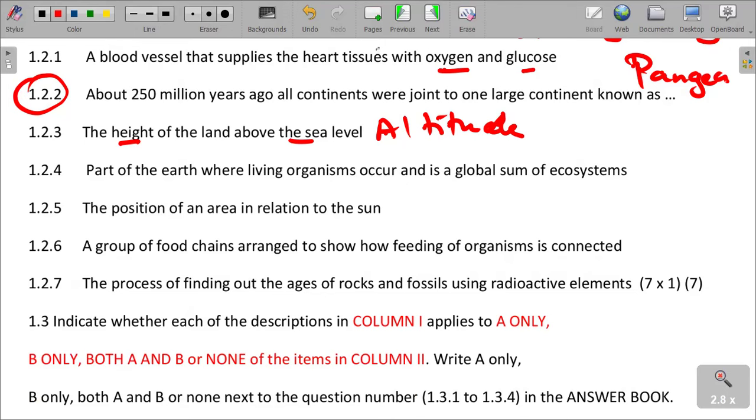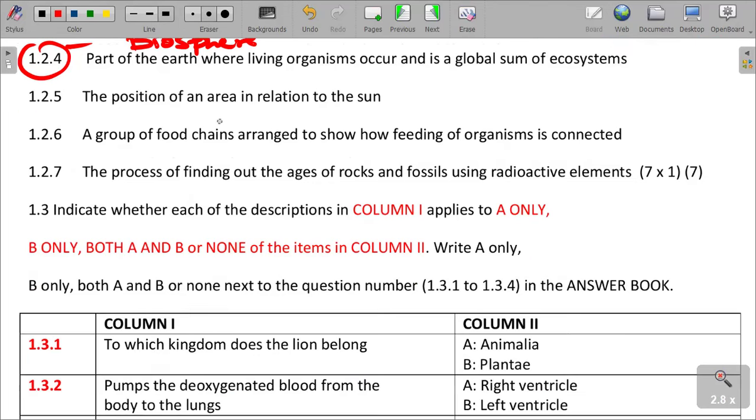And then the part of the earth where living organisms occur and is a global sum of ecosystems is called a biosphere. When you look at it, you might think of a biome, but it's called a biosphere. Biosphere identifies the part of the earth where living organisms occur, the global sum of the various ecosystems that exist in a biosphere.